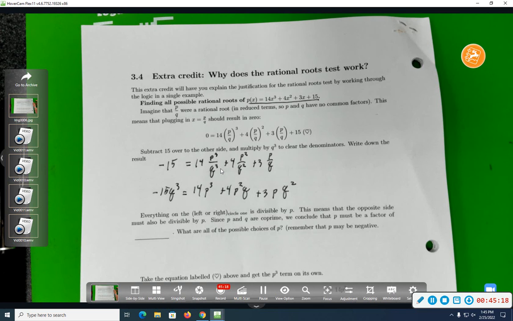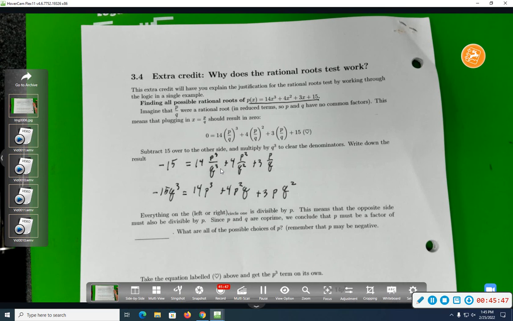Well, wait, this is a rational number p over q, so you assume p and q don't have any common factors. So does this q cubed have anything in common with p in terms of factors? No. So that means every factor of p can't be a factor of q cubed. It has to be a factor of minus 15. So every factor of p, in fact p itself, has to be a factor of negative 15.